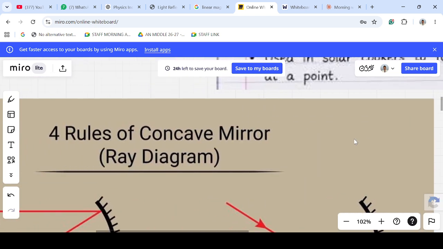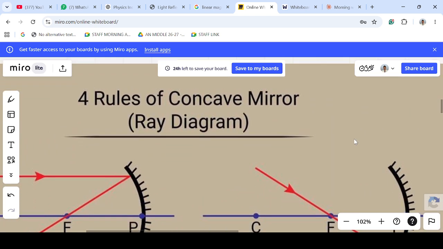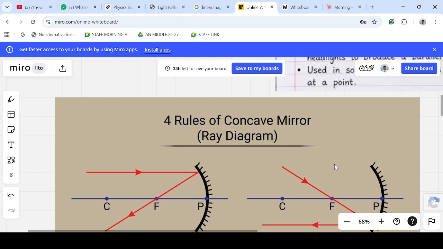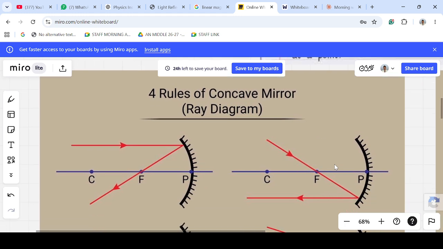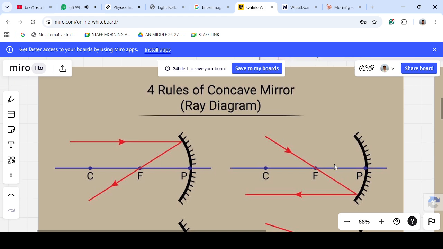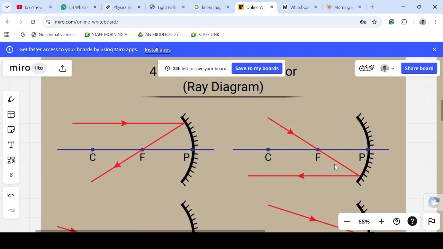Now, another part. To go into detail, we are going to discuss how to draw the ray diagram. To draw the ray diagram, my dear students, you need to follow the rules of the concave mirror. So what are the rules of the concave mirror? Check the figure here properly. A part of the concave mirror we have taken. C stands for center of curvature, F is the focus and P is the pole.